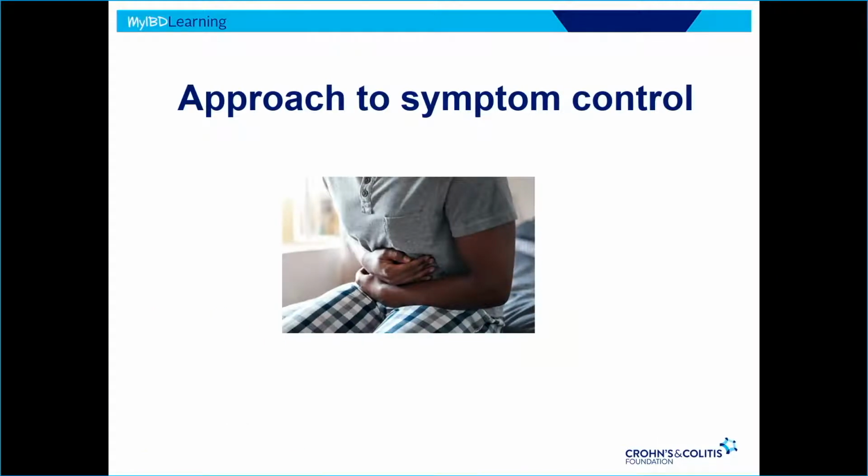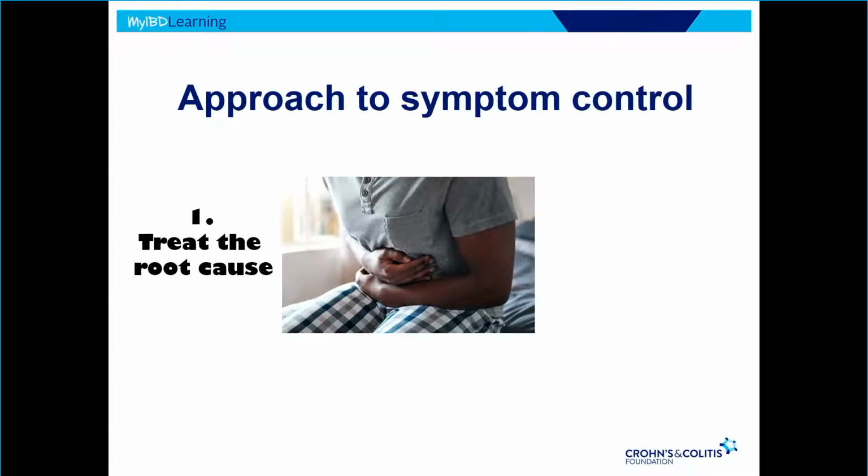So when I was thinking about how to put together this talk, I thought about my own approach to symptom control with my patients. I think as physicians, we're very good at trying to figure out what the root cause is and trying to treat the root cause. So that's the first thing we do, right? We see, is this inflammation related to the inflammatory bowel disease? Is there something else going on that might be treated? And when we find something, we try to direct our treatment and our treatment of the symptoms towards getting the inflammation better. So that might be changing up the medication or treating the overlying infection.